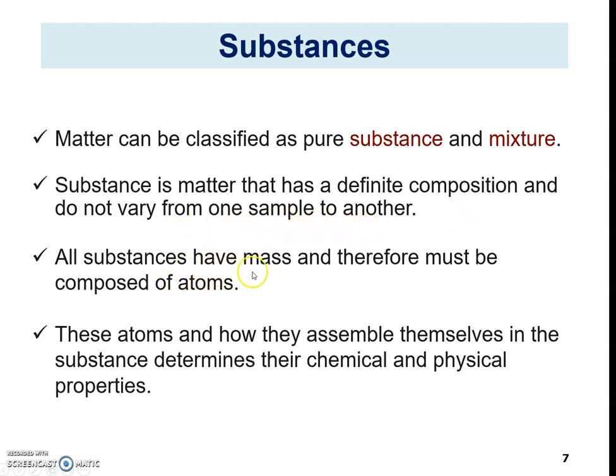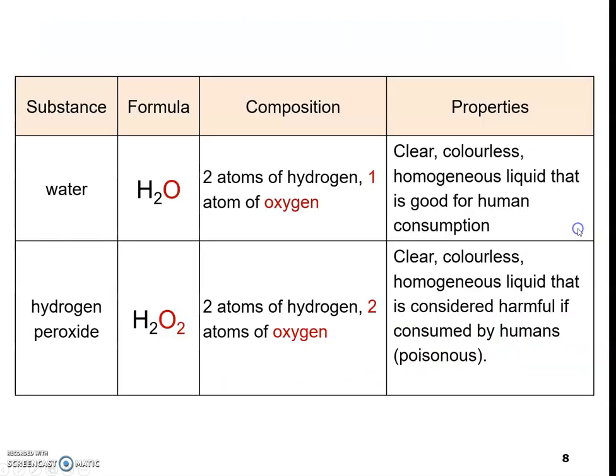All substances have mass and therefore must be composed of atoms. These atoms and how they assemble themselves in the substance determine their chemical and physical properties. Let's look into the example. This is the example of substance.